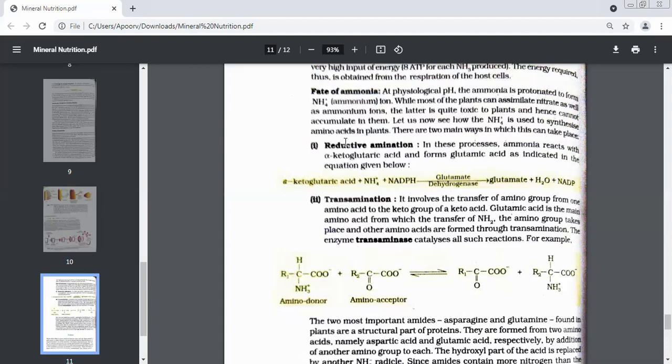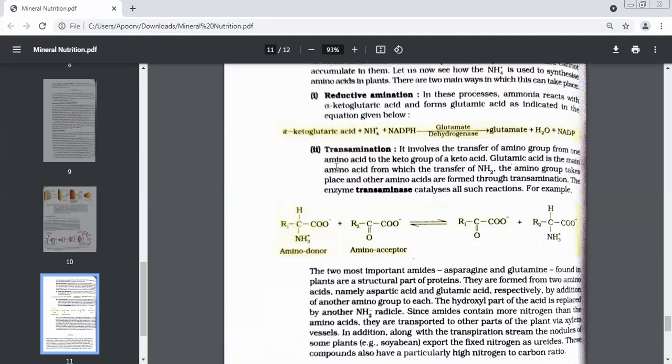This is one way how we can get rid of ammonium ions by converting them into what? Amino acids. We've converted it into what, beta? Amino acid. Yes. With the help of which enzyme? Glutamate dehydrogenase. Very good.